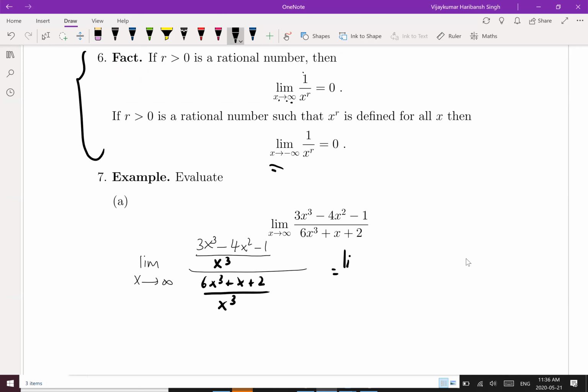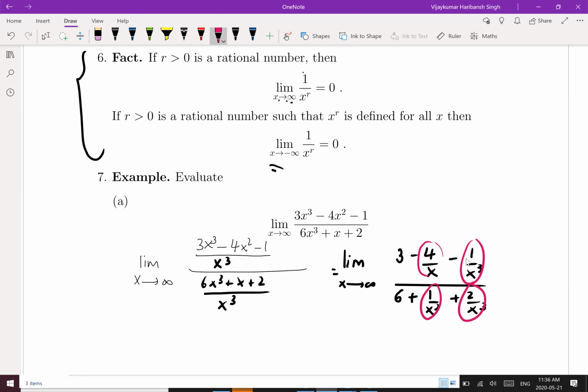Now this will simplify to limit as x goes to infinity. This will become 3 minus 4x squared by x cubed, which is 4 by x, minus 1 by x cubed, over 6x cubed by x cubed, which is 6, plus 1 by x squared plus 2 by x cubed. And now we know that the limit as x goes to infinity of 4 by x is going to be 0, and the others too, right? So then the limit is simply going to be 3 by 6, which is 1 by 2. So this is how you evaluate the limit as x goes to infinity.